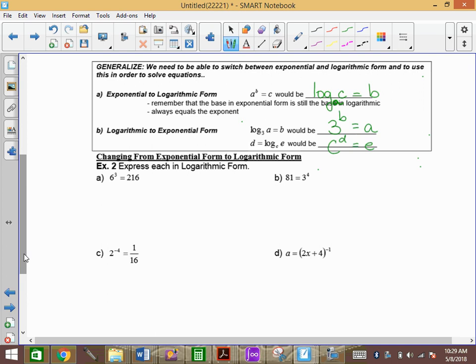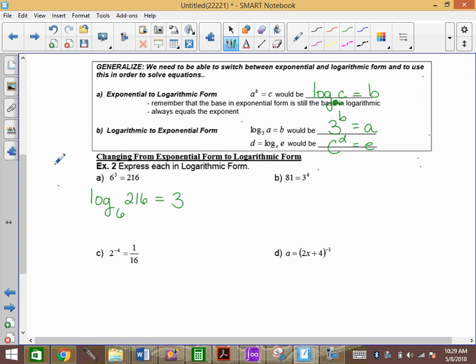Okay? So we're going to express these in logarithmic form. We're not going to solve them. We're just going to express them, and then we're going to keep going. So the base of my exponent is 6. So I'm going to get log base 6, not multiplied by 216. It's going to go beside the log, and it's going to be equal to the exponent, which is 3. It always equals the exponent.